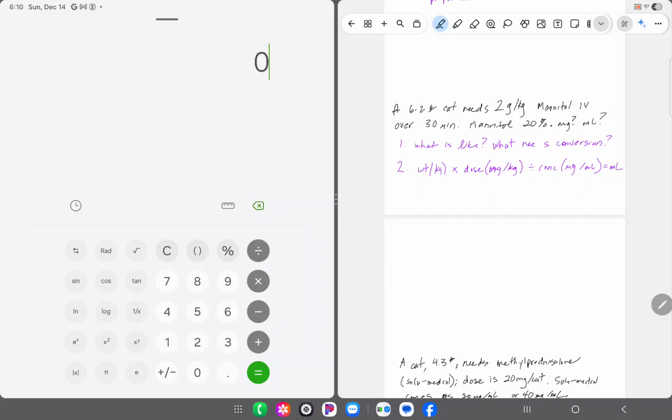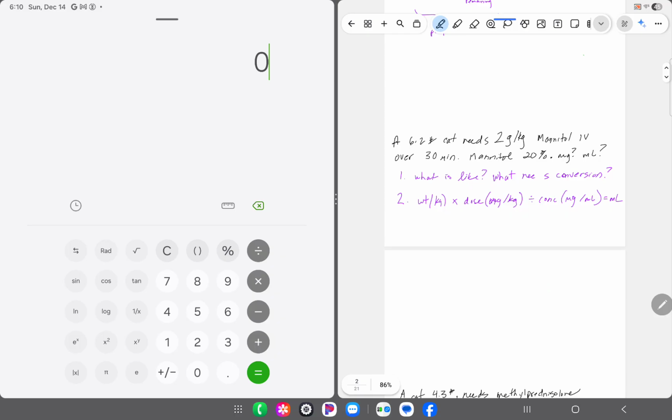We've got some more math problems for you. The first one on the page says a 6.2 pound cat needs 2 grams per kg of mannitol IV over 30 minutes. Mannitol is 20%. What are the milligrams? What are the mils? So like always, we're always going to ask what is like and what needs conversion.